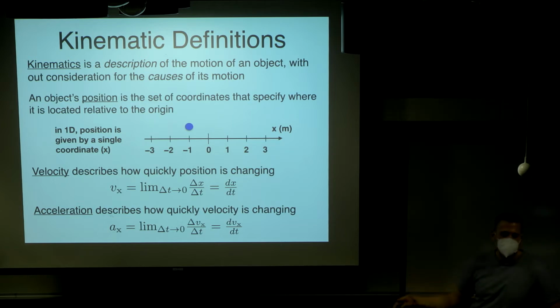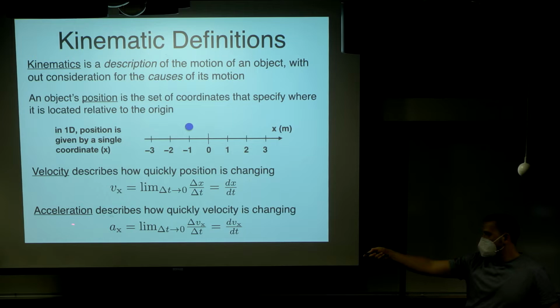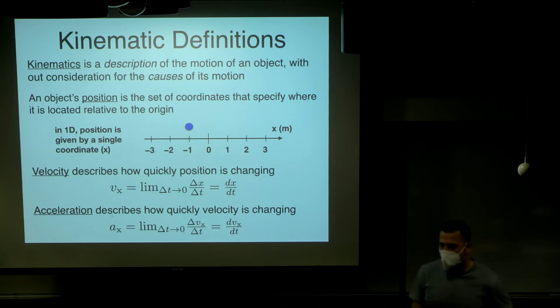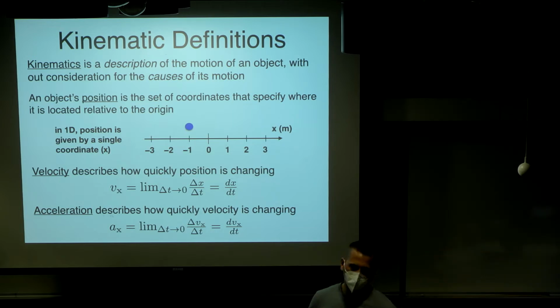And then we can play that same game one more time to get acceleration. Acceleration tells you how quickly something's velocity is changing. So a is delta v divided by delta t. That's the definition of it. So change in velocity divided by some kind of time interval. And again, if we take that time interval to go to 0, then we have the instantaneous acceleration, which is a derivative of velocity with respect to time, right? So those are just the definitions. Just remember what these things mean.